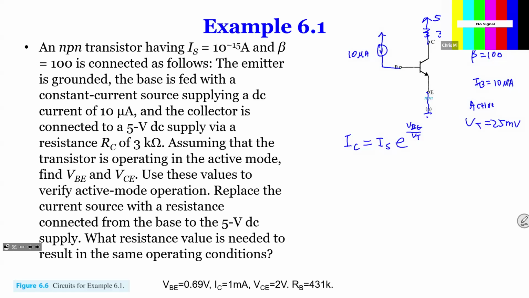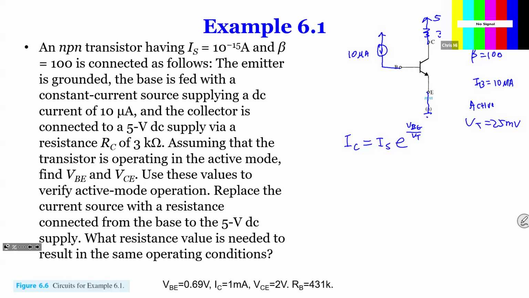Now, there are 2 ways to solve this problem. I'm going to go the harder way, and I just want to compare it with the simplified way and see what kind of difference we're going to see. From this equation, IS is given, but VBE is not given, so we cannot really find IC from it, right?